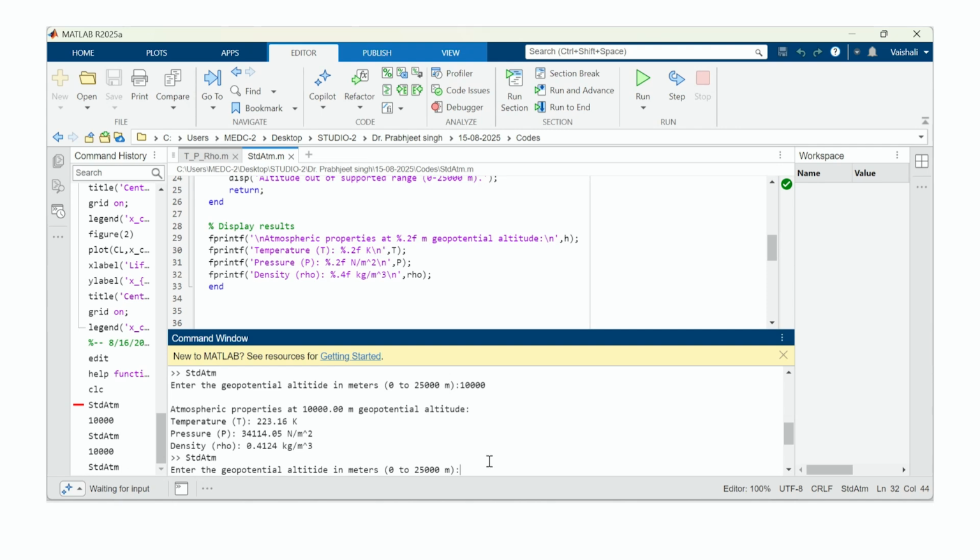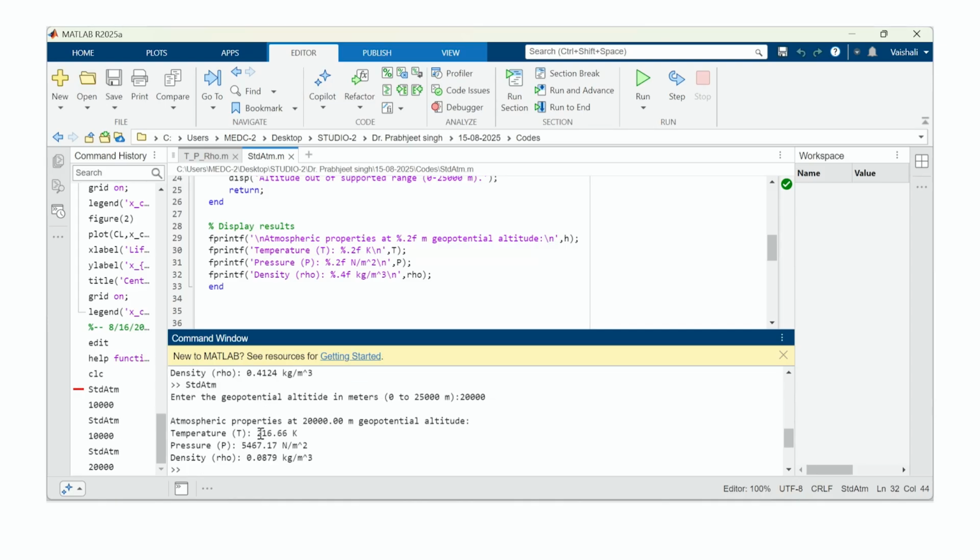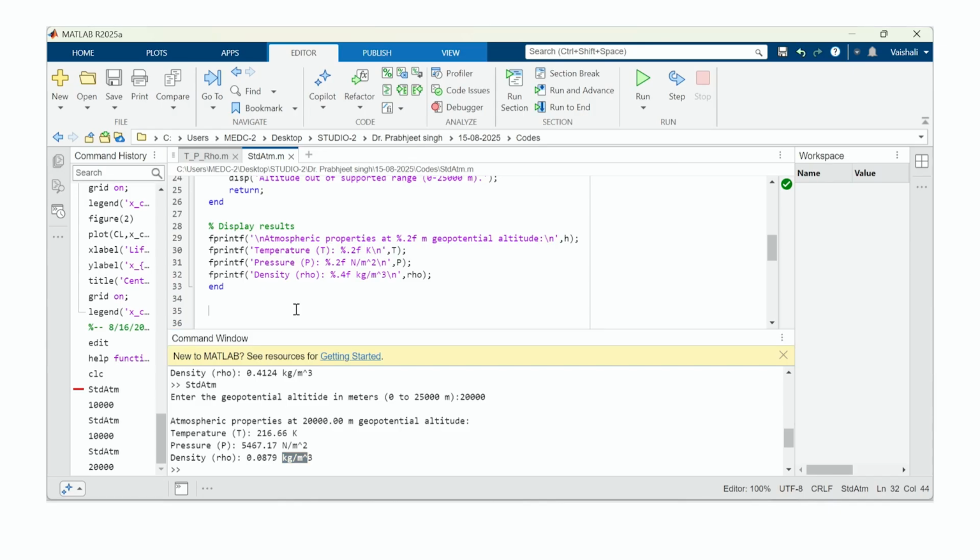Okay, let me write here 20,000 meters. Okay. Now the temperature will remain constant, that is 200 Kelvin, and this is the value of pressure and density. Okay, Newton per meter square, kilogram per meter cube. Now finally, let me enter the value.